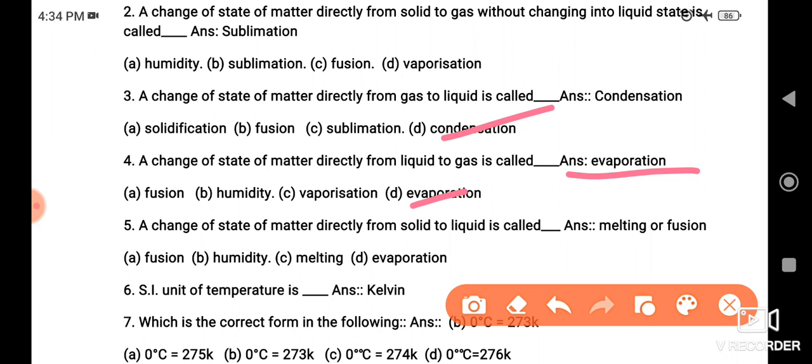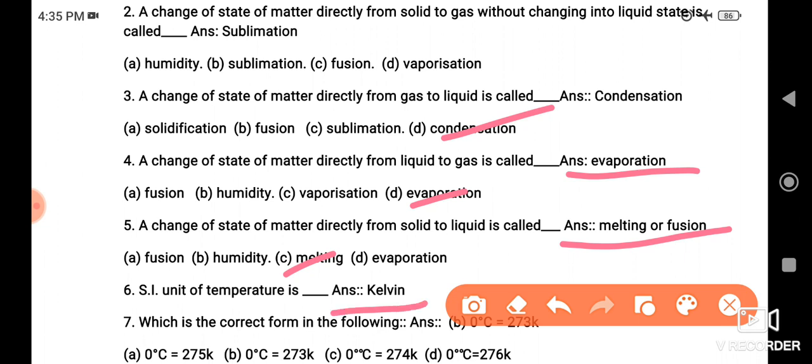Next, number 5, a change of state of matter directly from solid to liquid. So remember that the change of state is very easy. The change of state from solid to liquid is called melting, or the other term that can be used is fusion. So both answers are correct. Though the fusion option is not here, if it is given, then it will be fusion or melting. Sometimes the option fusion is given, so remember that fusion can be used in place of melting. Next, the SI unit of temperature, all of you know, is very easy, it's Kelvin.